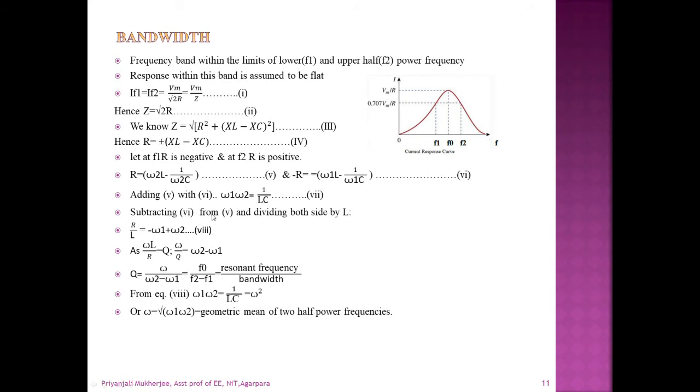And using this equation, omega 1 into omega 2 is equal to 1 by LC, which is equal to omega square. So we can say that omega, the resonating frequency, is the geometric mean of the two half power frequencies.